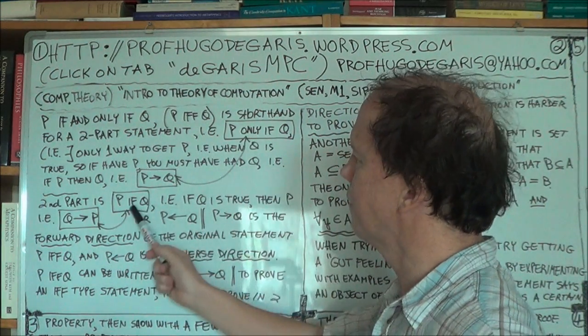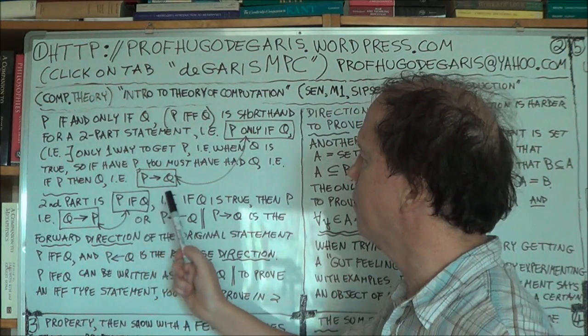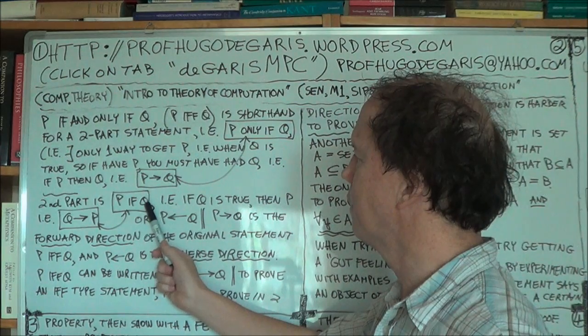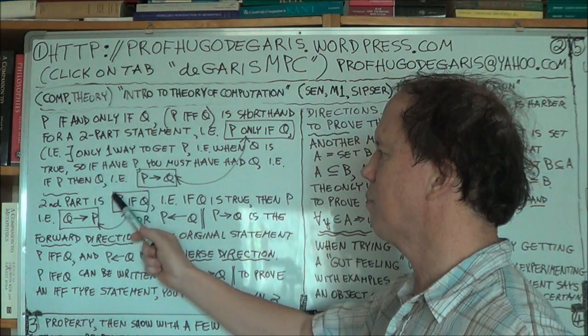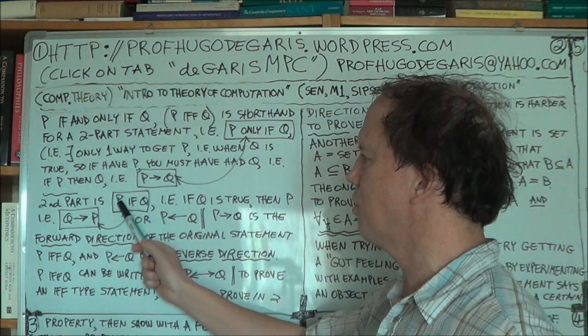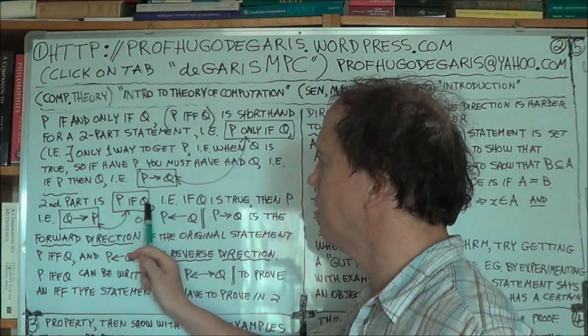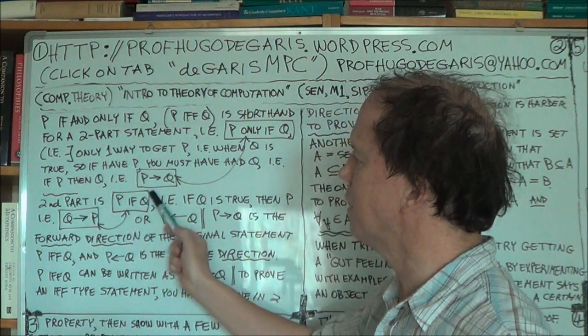Here's the "only if". So there's two parts, remember. "P if Q" is a way of saying that if Q is true, then P. P is true if Q is true. So start with Q, and then you'll get P. So this is another way of writing this.